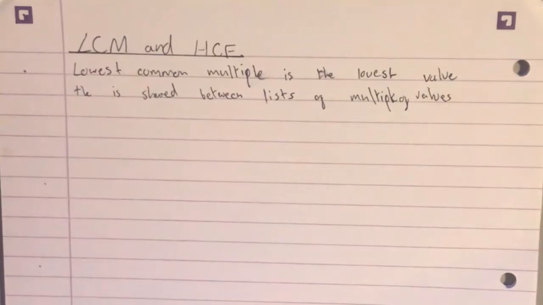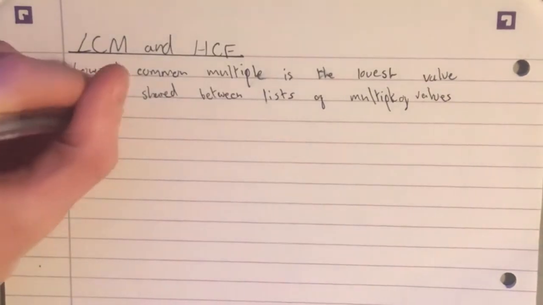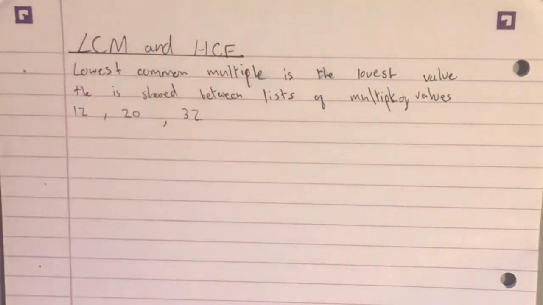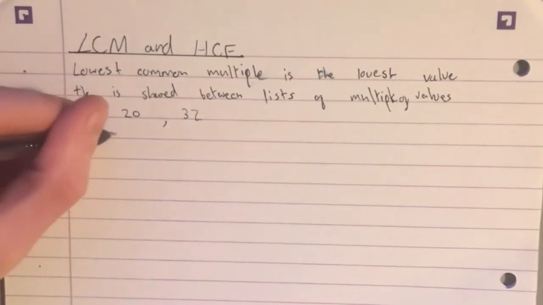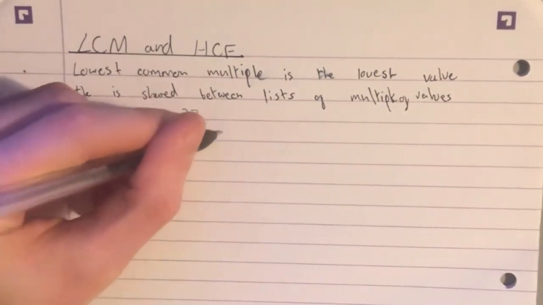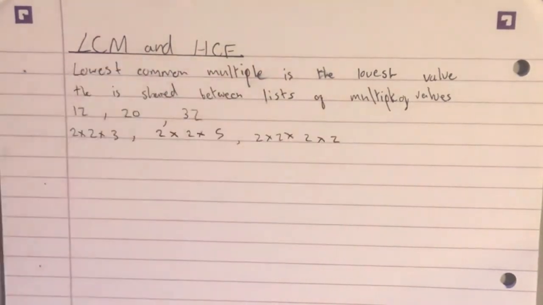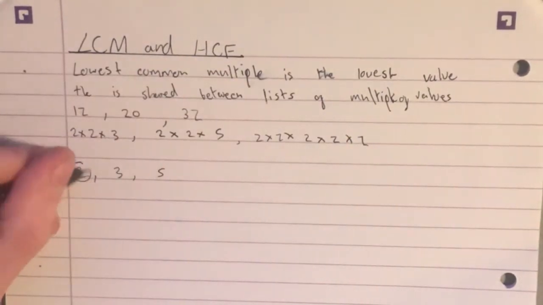So let's find the lowest common multiple of 12, 20 and 32. First of all, I work out all the prime factors. So 12 is 2 squared times 3, 20 is 2 squared times 5, and 32 is 2 to the power of 5. So we can see the values used are 2, 3 and 5.